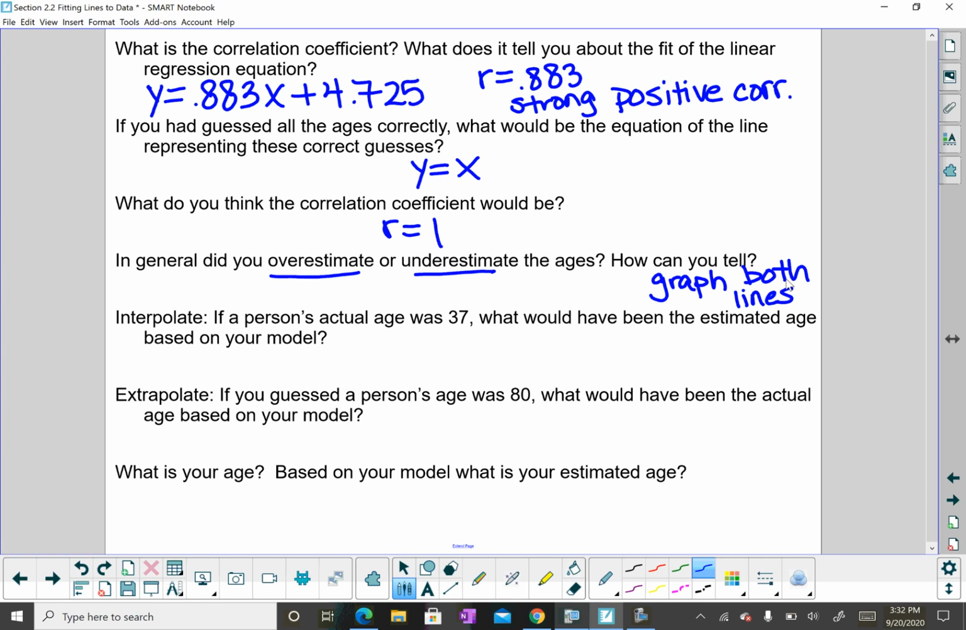Okay, so let's answer a question now. We want to know if the person's actual age was 37, what would have been the estimated age? So if their actual age was 37, remember those were our inputs, our x's. So we're going to type in y equals 0.883x, so 37, plus 4.725. And let's see how close he would have guessed. He would have guessed pretty closely if they were 37 years old. He would have guessed 37.396. So if we were rounding that to the nearest whole number, he would have guessed correctly. So pretty good.